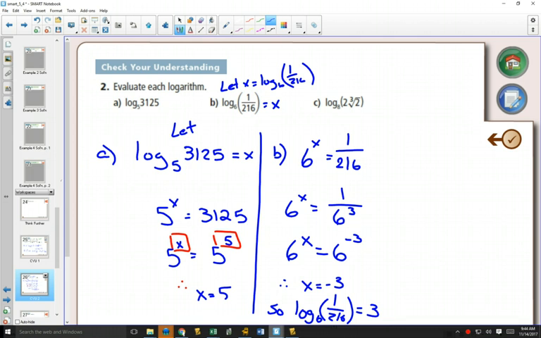That would be a really nice way of showing your work and defining things carefully. I let x equal something, I solved for x, and then I can write a final statement showing that I evaluated what was asked. Yeah, here it should still be a negative 3. Thank you. Yes.